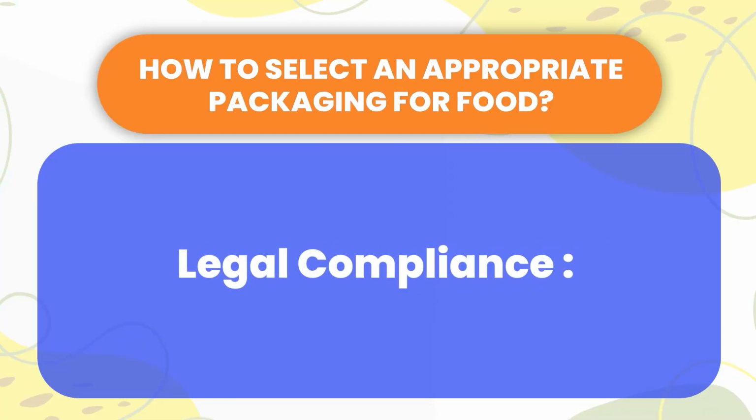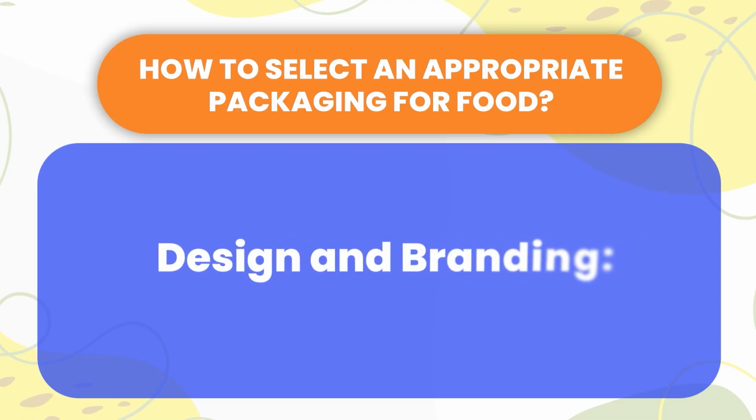on the package label. Then you also have to consider the legal compliance, because in all the countries, in our country also, we have the rules and regulations related to packaging and labeling of the food products. So for designing your packaging, you have to consider the rules and regulations related to the food packaging and labeling. Next important factor is the design and the branding. So packaging should make it visually appealing and align with brand's identity to attract the customer's attention.